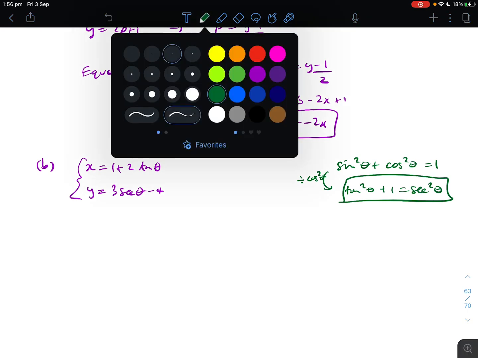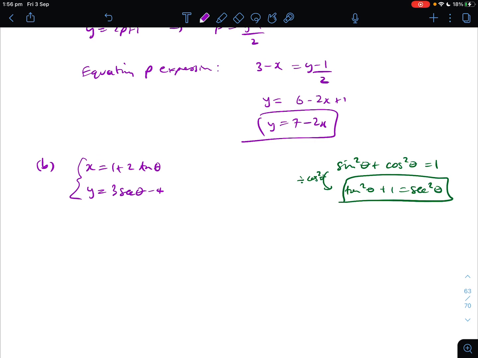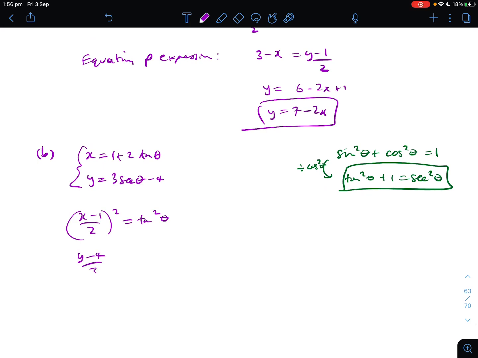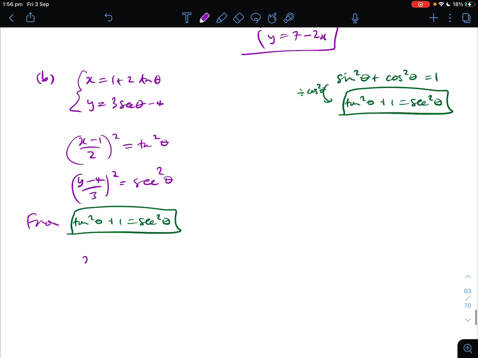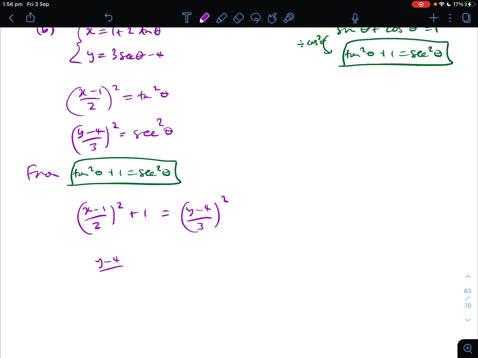So if we just work on x to begin with, you would do x minus 1 all over 2, and then square it, which will give you tan squared theta. And then y minus 4 over 3 squared will be sec squared theta. And then you may as well just quote it. From this result, you get x minus 1 over 2 all squared plus 1 equals y minus 4 over 3 all squared.